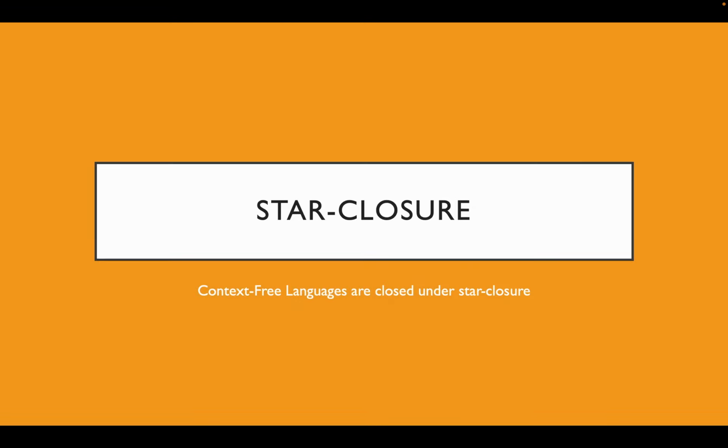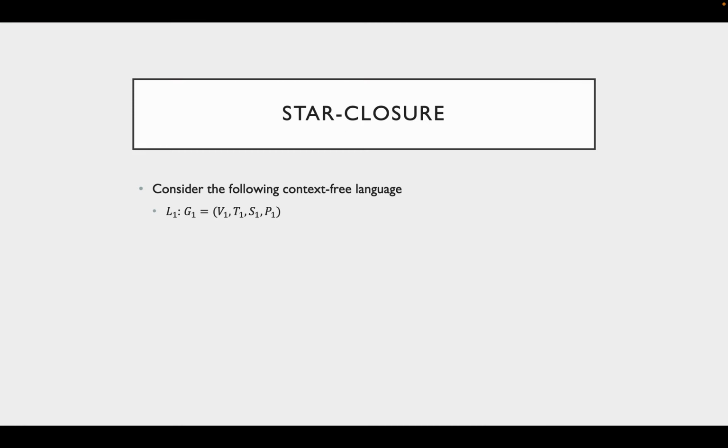Context-free languages are also closed under star closure. So we only need one language for this, and we're going to use language 1, described by grammar 1. We're going to consider a new grammar, G5, which is going to represent our star closure of G1. So our non-terminal symbols will be V1 union with the new symbol S5. S5 will be our new starting symbol. We still have our same terminal symbols, T1, we have our new starting symbol S5, and we have our new set of productions, P5.